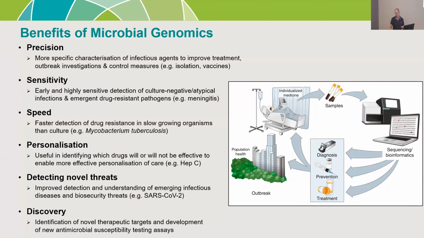So hepatitis C is a really good example in terms of looking for hepatitis C variants and also resistance markers that we can see in the genomic information. Clearly, with COVID, we're used to sequencing now. We know how effective it can be and how that can enhance our capacity to respond to biosecurity threats. And last but not least, as I said before, we can use genomics as a discovery tool for new therapeutics.